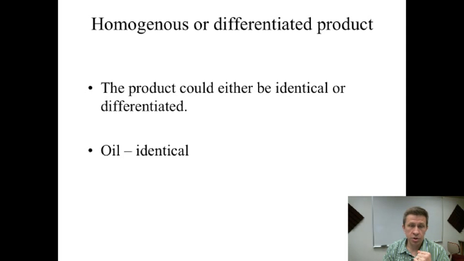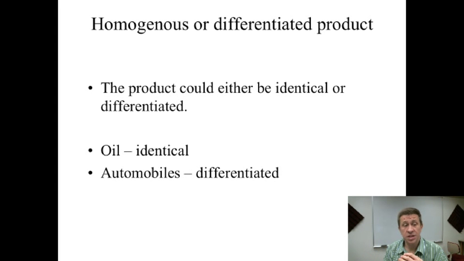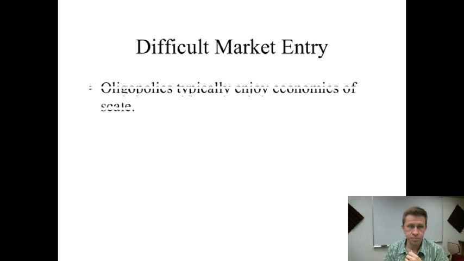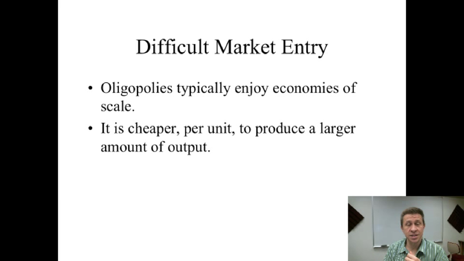Product could be identical or differentiated. Oil is an example of an identical product. Automobiles, though, are more differentiated. And market entry is difficult, but not impossible.